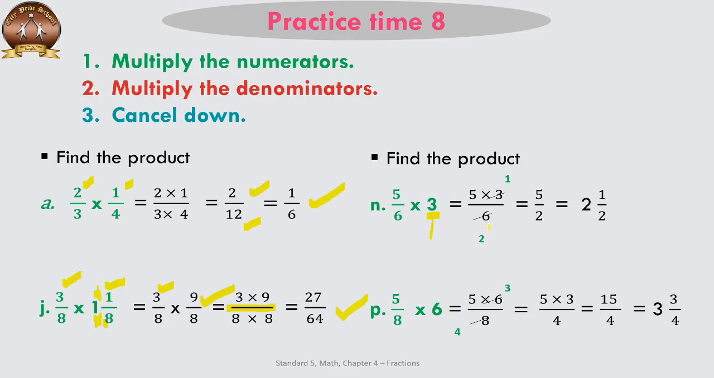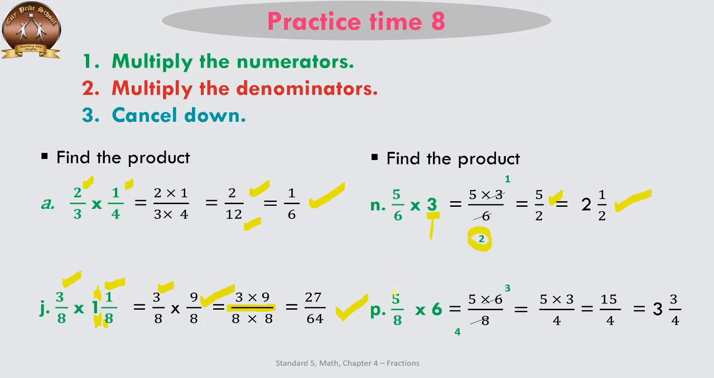So 3 and 6 are further divisible by each other. 3 ones are 3 and 3 twos are 6. So we cancel them out over here and we get the answer as 5 multiplied by 1, which gives us 5, and in the denominator we get a 2. So 5 upon 2 is an improper fraction. When we convert it into a mixed fraction, we get the answer as 2 and 1 upon 2.